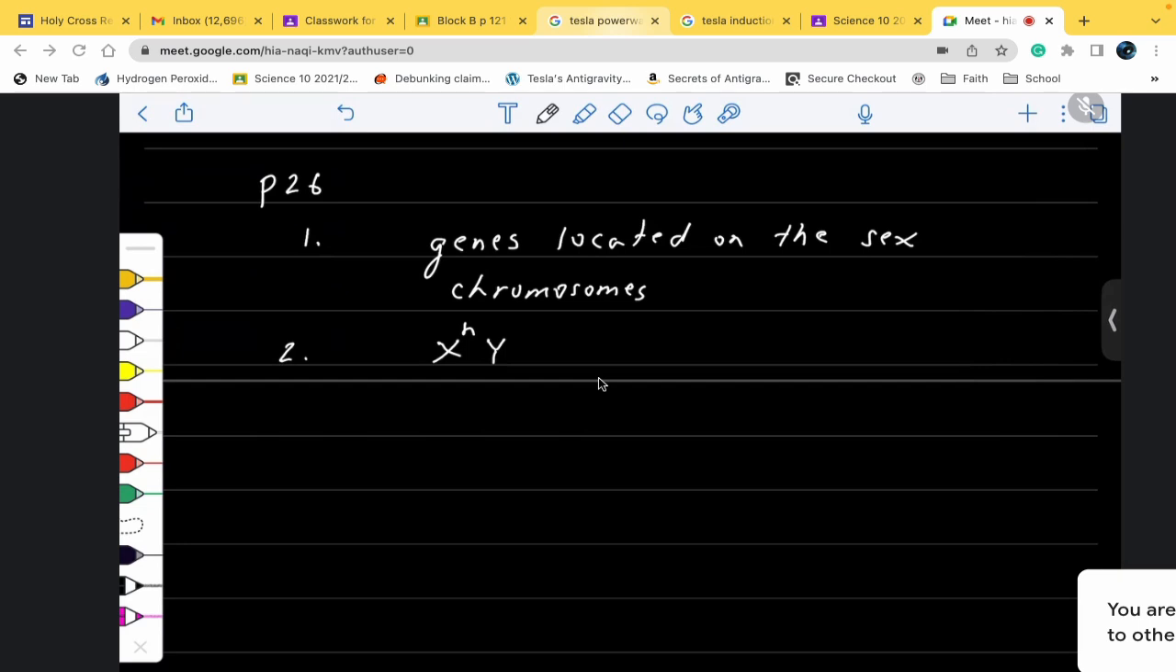Okay? It's not on the Y because these are sex-linked traits. It's brought about from the X chromosome from the mother, in this case.